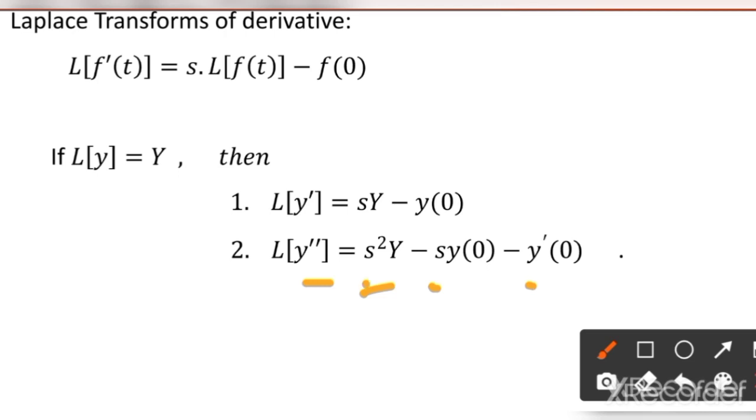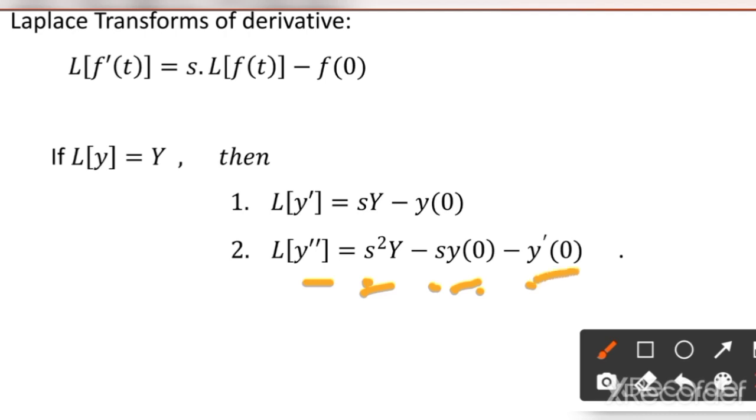And the highest degree term s square is always along with capital Y, that is the Laplace transform of y of t, that is Y of s, minus the next term is s, along with this we have y of 0, the functional value at t equal to 0. One more term I have with the constant 1, so we have to take y dash of 0.